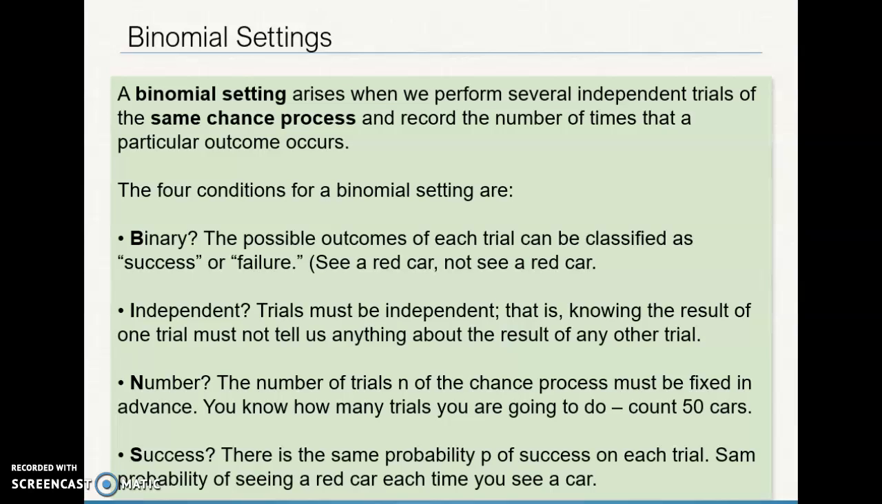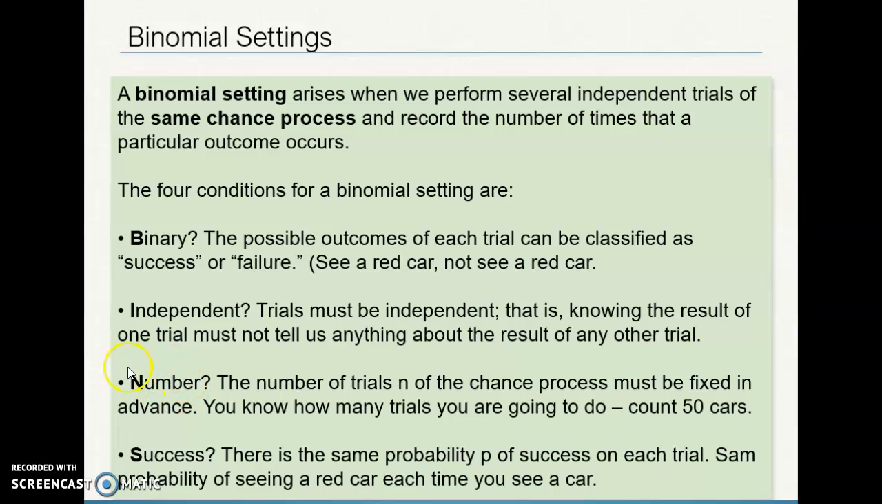When you flip a coin, every time you flip it, heads or tails are each 50%. Same probability of success. When you roll a dice, rolling a 1 is the same probability every single time. It's 1 out of 6. So if you notice here, we spell BINS. So binary, success or failure.